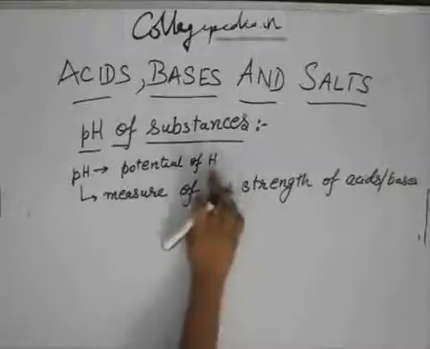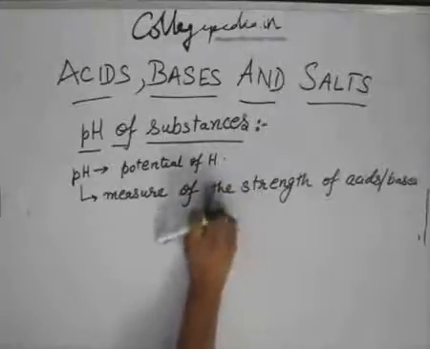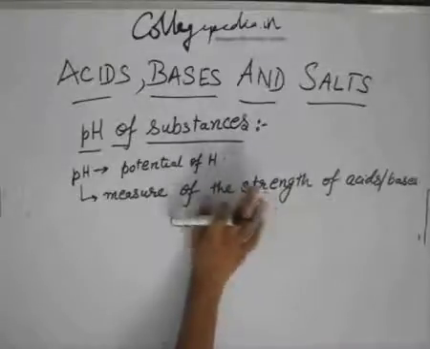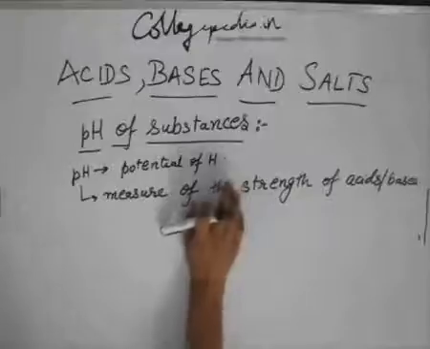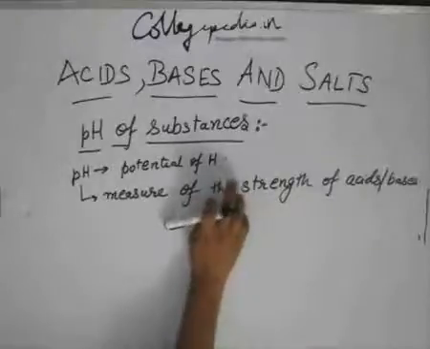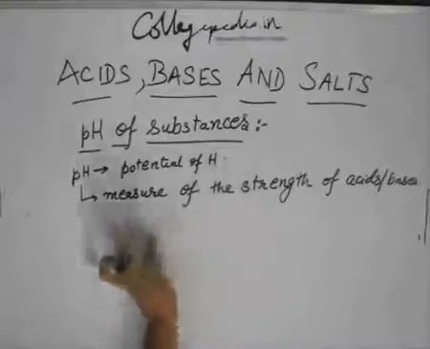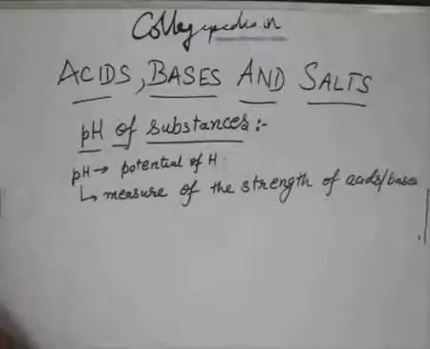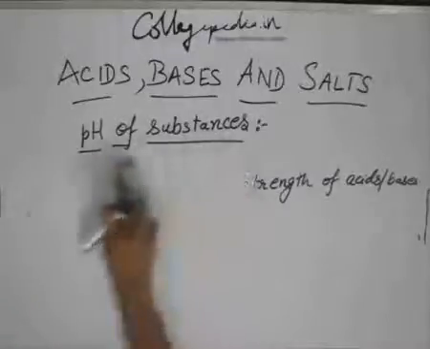We can see H plus ions are present in both acids and bases. So by measuring the concentration of these H plus ions, we can measure the pH of the solution. pH is not equal to the concentration of H plus ions. It is related to the concentration of H plus ions. Now let us see what pH actually is.